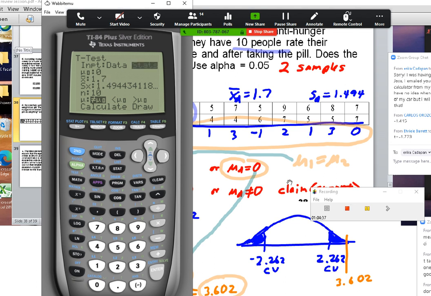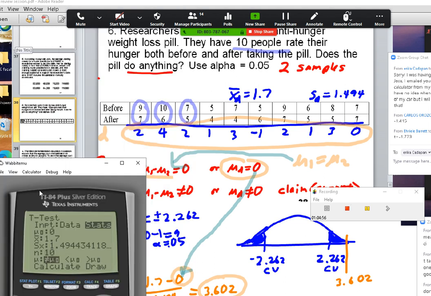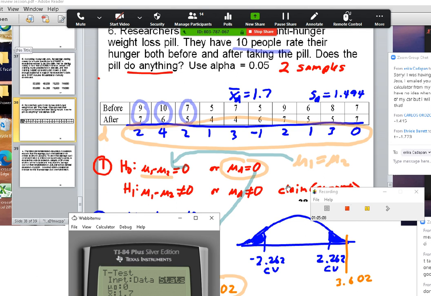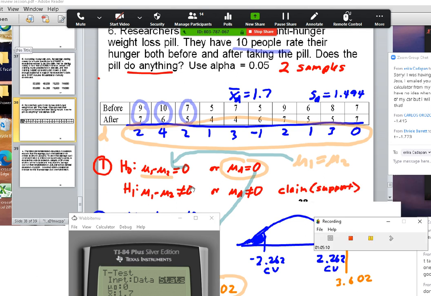My mu naught is 0. My x bar is 1.7. My s is 1.494. My n is 10. And my mu is, whatever your H1 is: either your mu is not equal to, less than, or greater than. I'm saying that my mu is not equal to, so I'm going to pick the not equal to one.